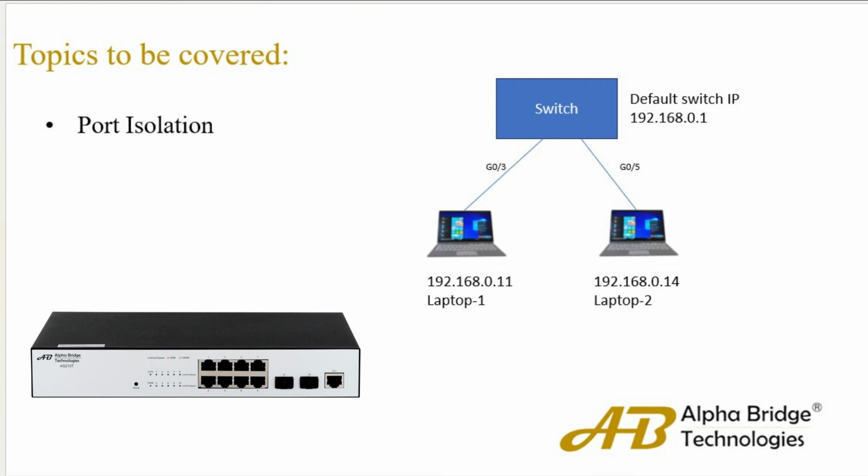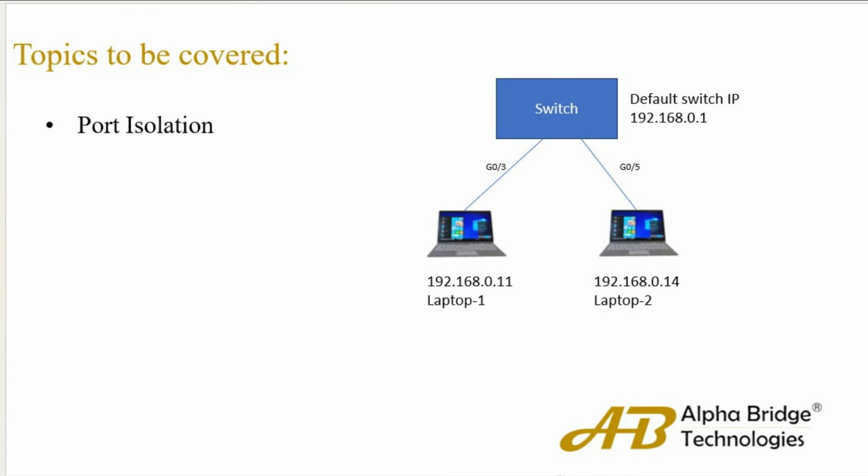Let's see the setup. Here I am using the Alpha Bridge model switch AS200/10T. The default IP of the switch is 192.168.0.1, and I am connecting two laptops to the switch via port 3 and port 5 and assigning the laptops' IPs in the same range as the switch IP.